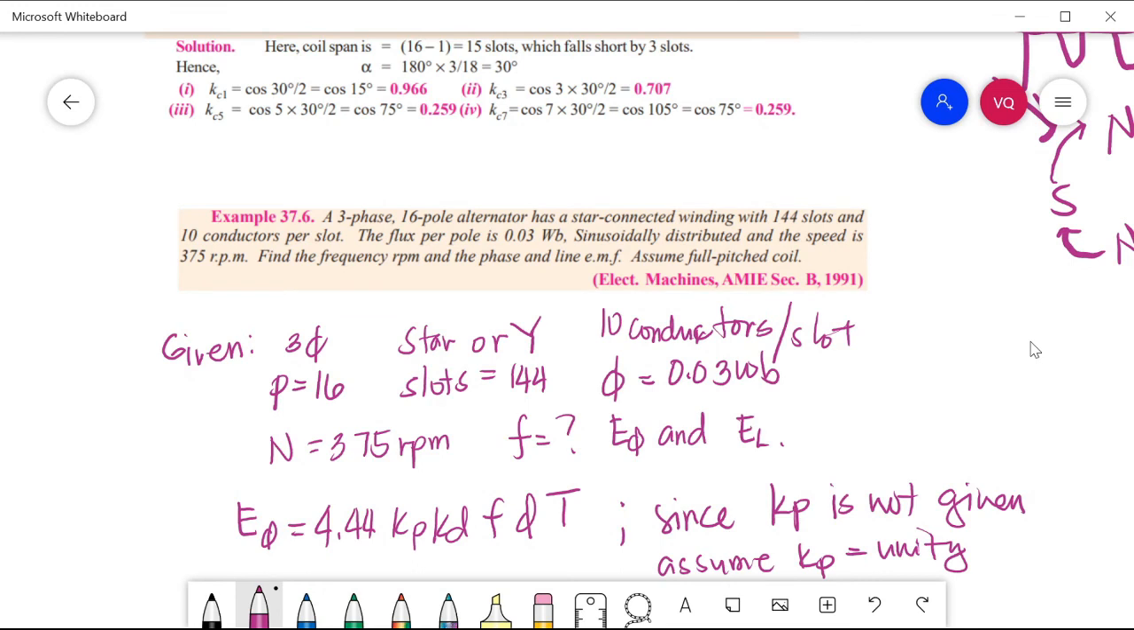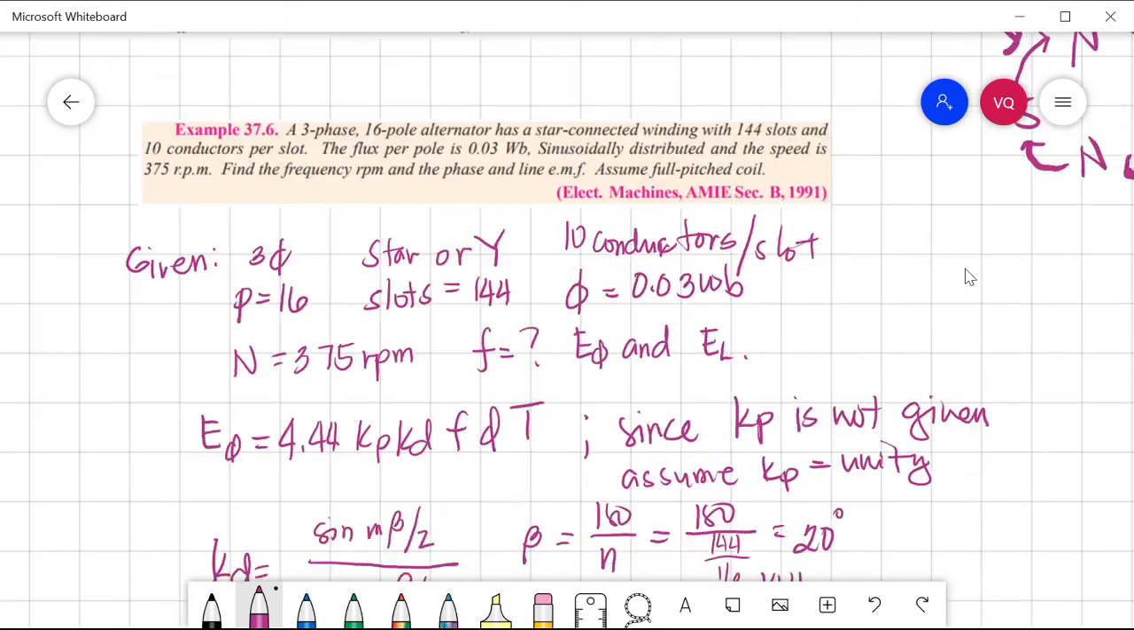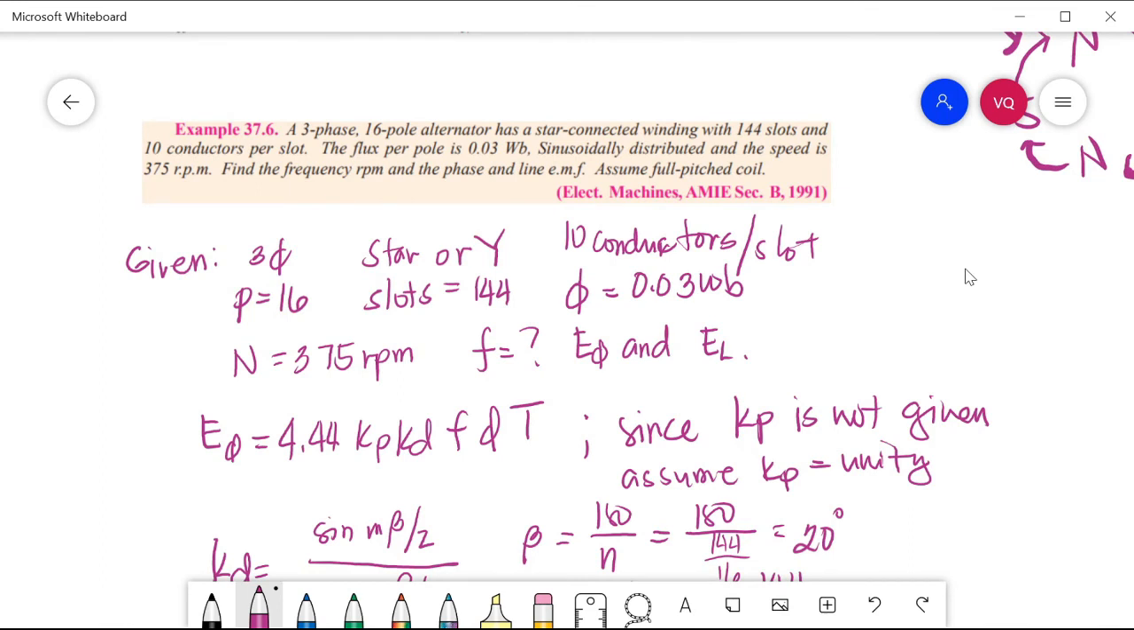Example: a 3-phase 16-pole alternator has a star-connected winding with 144 slots and 10 conductors per slot. The flux per pole is 0.03 Weber, sinusoidally distributed, and the speed is 375 RPM. Find the frequency and the phase and line EMF. Assume a full pitch coil. So list all the parameters given in the problem.